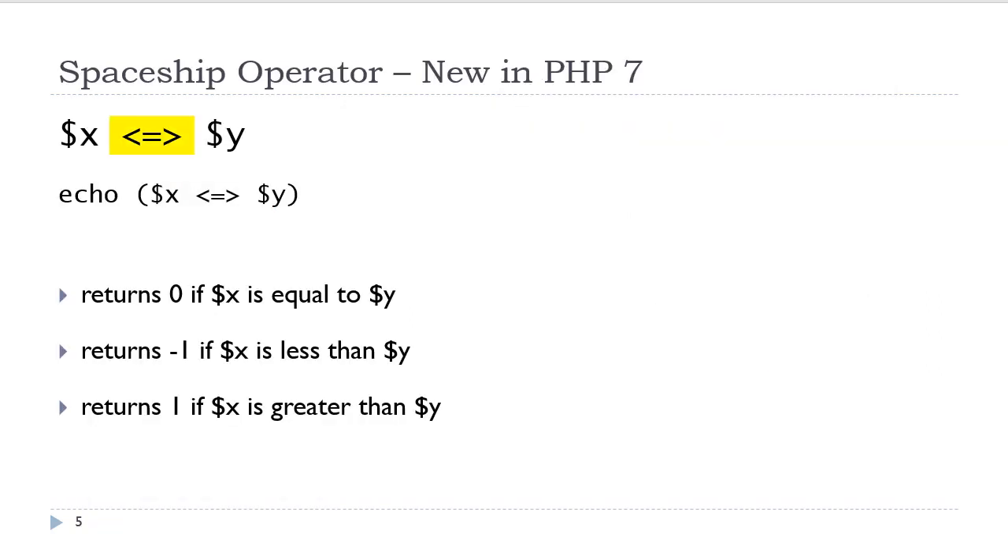The spaceship operator, which is new in PHP 7, is another way of evaluating if x and y are equal. So not only does it evaluate if it's equal, but it can also evaluate if one is less than or greater than the other. It does this by returning different values. It will return 0 if x is equal to y, -1 if x is less than y, and +1 if x is greater than y.